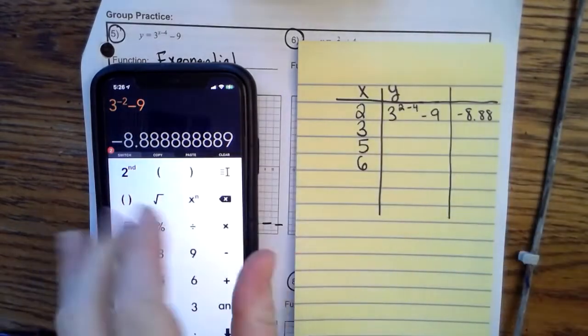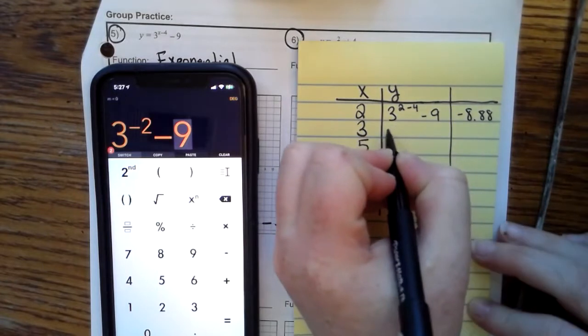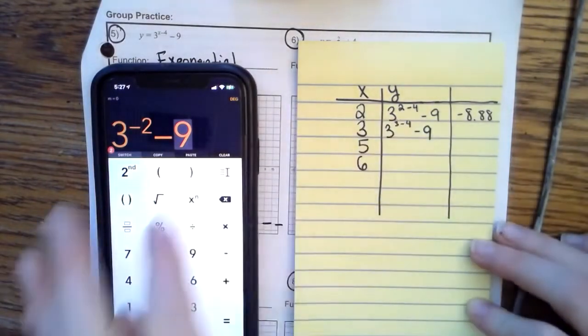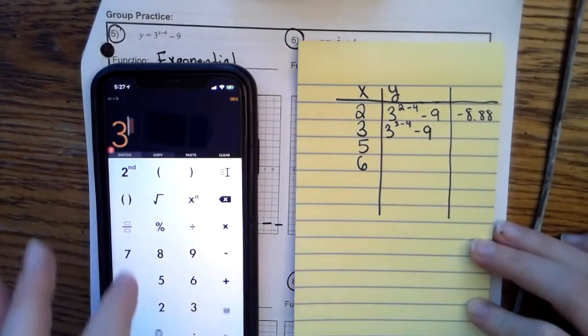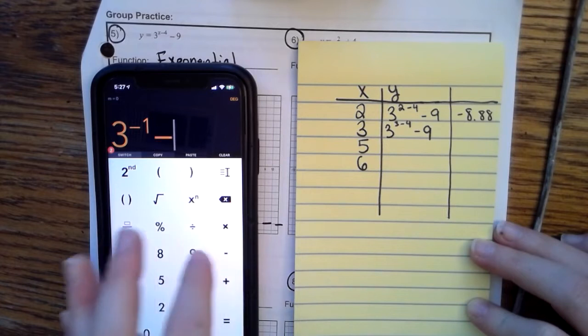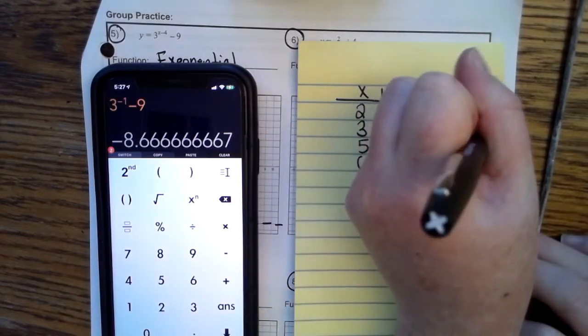-8.88. Okay, let's do the next one. This would be 3 to the power of 3 minus 4 minus 9. So that would be 3 to the power of -1 minus 9, -8.6.